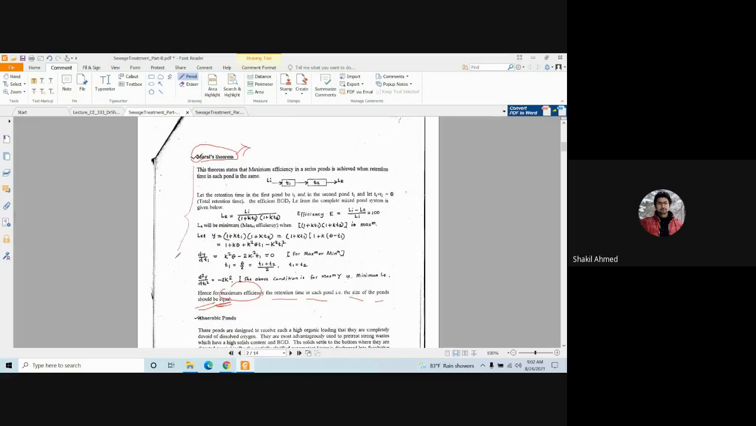And this is the mathematical derivation of this theory. This theorem states that maximum efficiency in a series pond is achieved when retention time in each pond is the same. So let's say this is the load entering. Let's say this is the sewage which has 400 milligram per liter BOD, and after treatment this is the effluent concentration. What would be this concentration, guys? Larger than 400 or less than 400?